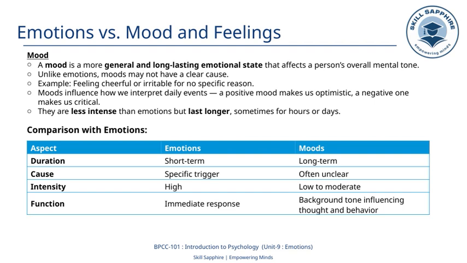Emotions are typically short-term, triggered by a specific event or stimulus, and tend to be quite intense. Moods, on the other hand, are long-term, often without a clear trigger, and are generally less intense but more persistent. The key point here is that, while emotions prompt immediate responses, think of feeling anger or joy in the moment, moods serve as a kind of background tone. They influence our thoughts and behaviors over a longer period. Recognizing this distinction helps us better understand how our emotional life functions and impacts our daily experiences.